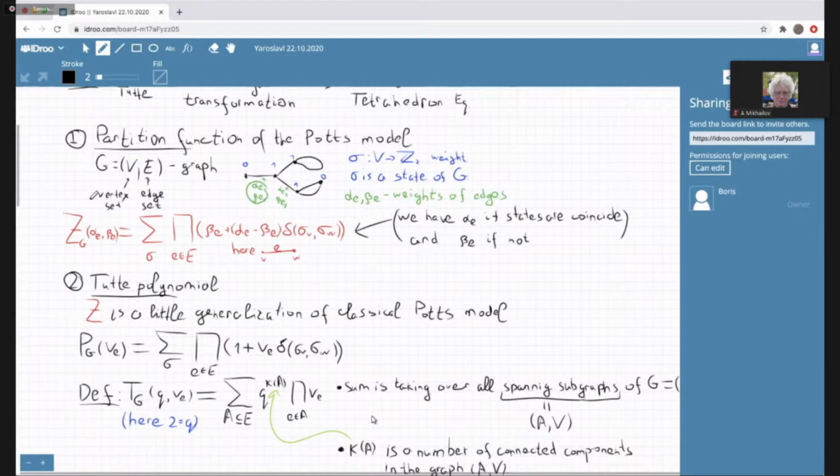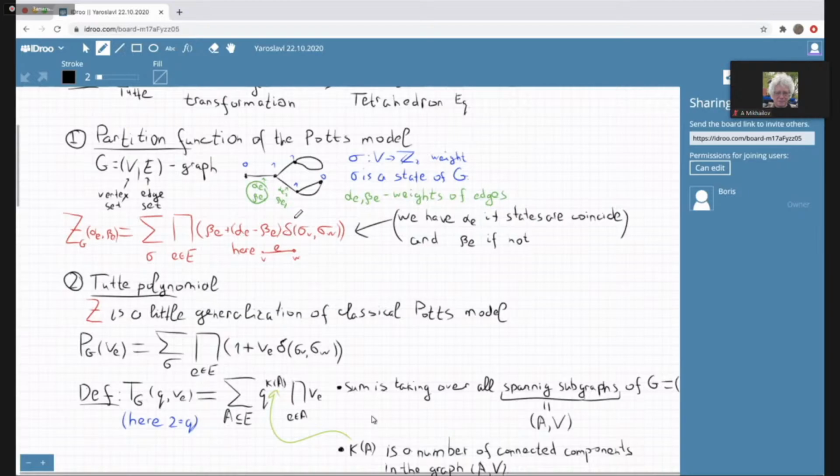So for now we fix the graph G and construct the partition function Z of G, which depends on these weights of edges, alpha e and beta e. It's a sum over all states of our graph, so we sum over all possible weights of vertices. Then there is a product over the set of all edges, and we take the product of this factor.